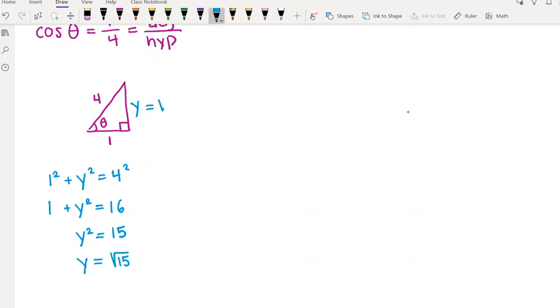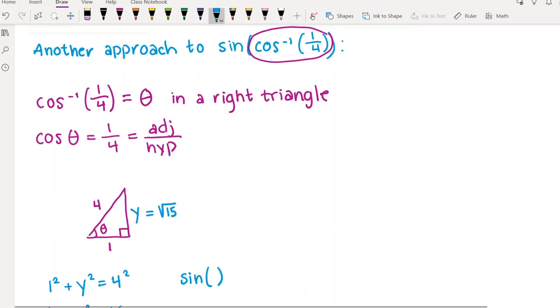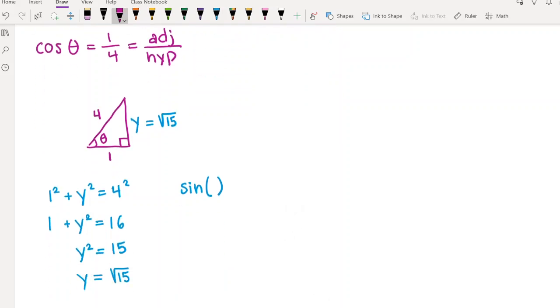So now that we know that this side is equal to square root of 15, now we can go back in and say, okay, sine of theta. Going back to what we're actually trying to do here, we're trying to find sine of inverse cosine of 1/4. So inverse cosine of 1/4 is theta, right? It's this angle theta. And now to find sine of theta, now that we have a nice picture, we can just do opposite over hypotenuse. So that's going to be square root of 15 over 4.